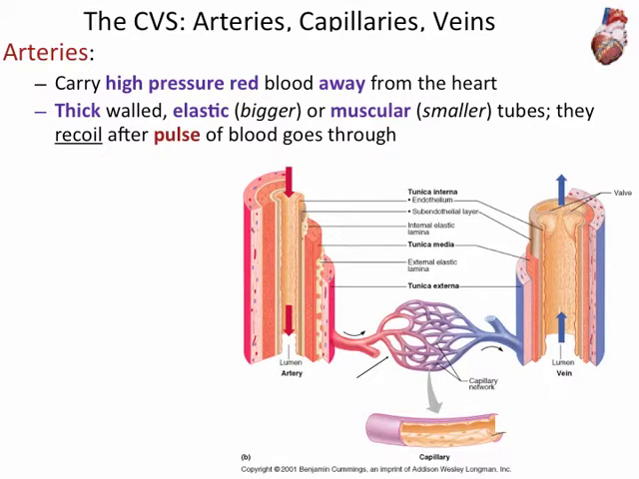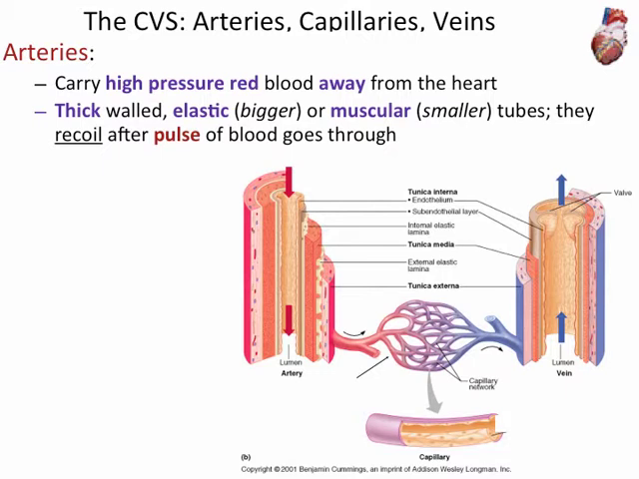So it tells you here that arteries carry high pressure blood away from the heart. So when the heart beats, there's a high pressure in the blood that's leaving the heart. Arteries have a thicker wall, and you can see that in the cartoon. And then after the pulse of blood goes through the artery, they'll recoil. That term recoil is due to the internal and external elastic lamina that allows recoil. So if you think about stretching a rubber band, and when you let go, it snaps back.